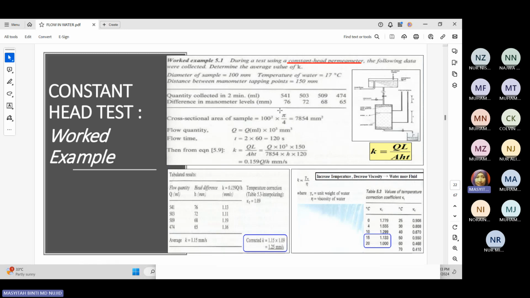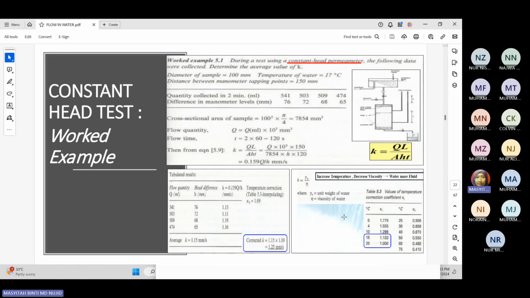So you akan nampak the first one quantity of water 541, kemudian 503, 509, 574, 474. So this is the difference in manometer levels. Okay, benda yang sama, I mean that it's a straightforward question. Maknanya kita nak dapatkan K saja. Kalau ikutkan, you boleh masukkan QL over AHT.